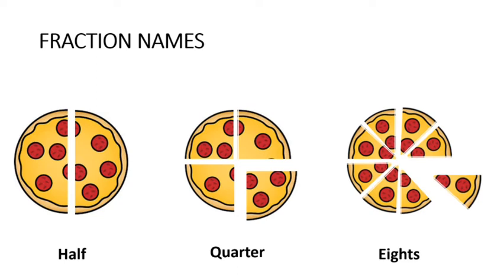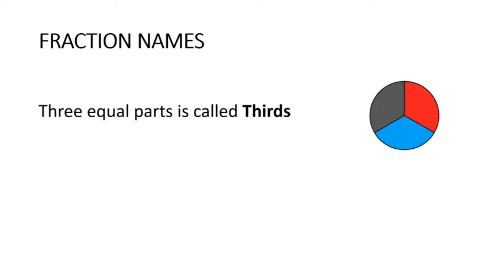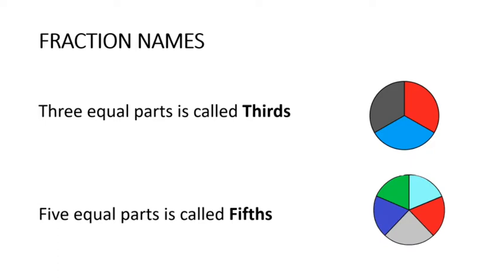What do you think we will call a pizza or anything that is divided into 3 equal parts? Yes, you are correct. If it were divided into 3 equal parts, then each part will be called thirds. What about if we were to divide it into 5 equal parts? Yes, if it were to be divided into 5 equal parts, each part will therefore be called fifths. So there are 5 fifths in this whole.